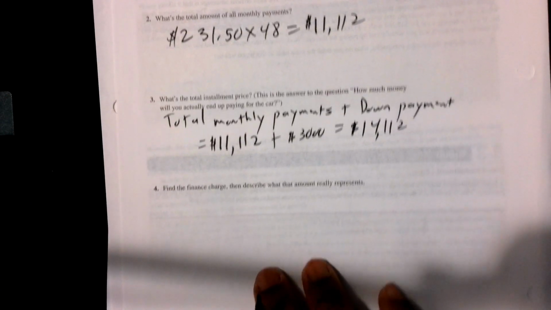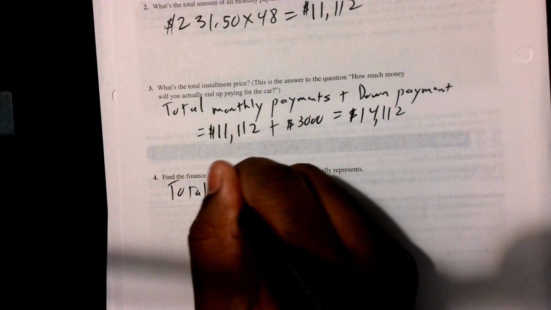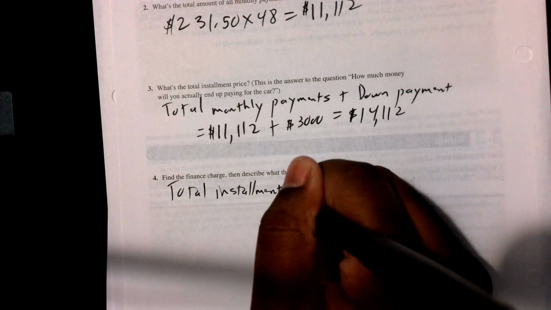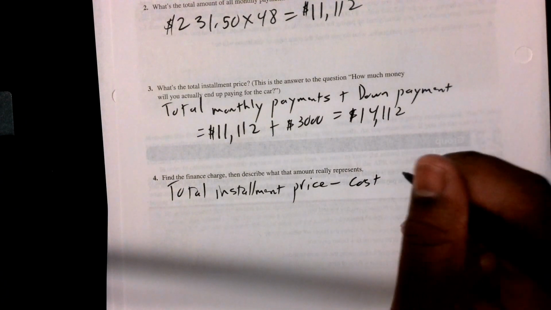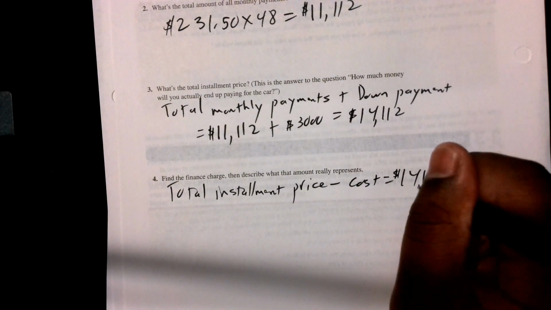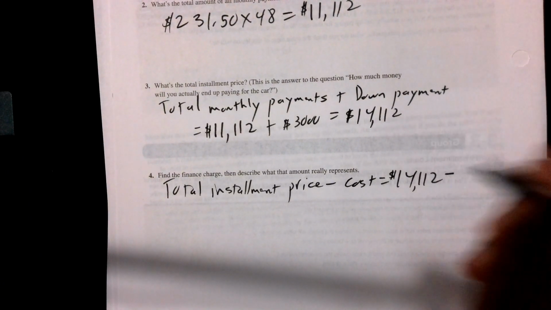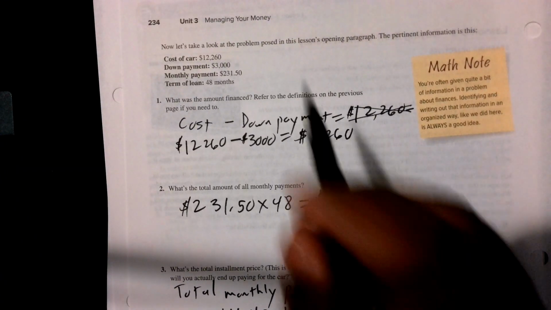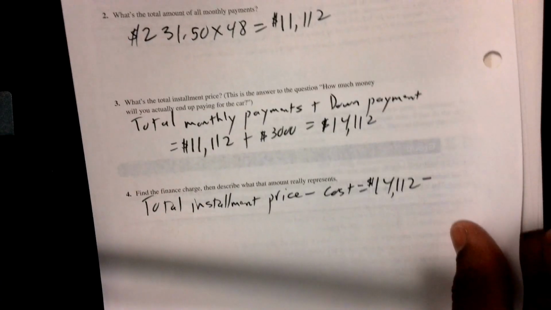Number 4, it says find the finance charge, then describe what that amount really represents. Now, the finance charge is the total installment price minus the cost. So that'll be $14,112, which we determined in problem number 3. And then that will be minus the actual amount of the car. If we go back to the top here, the cost of the car was actually $12,260.